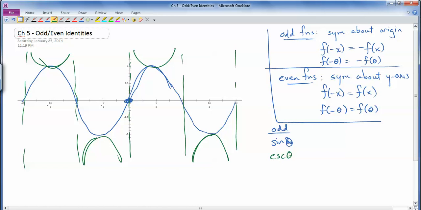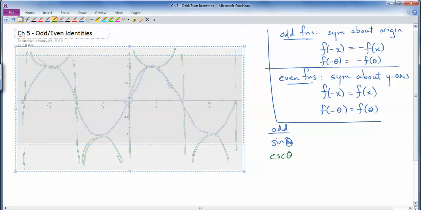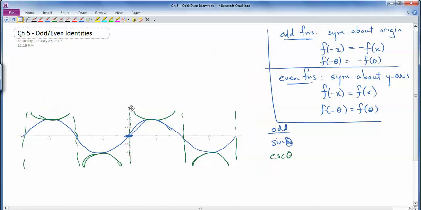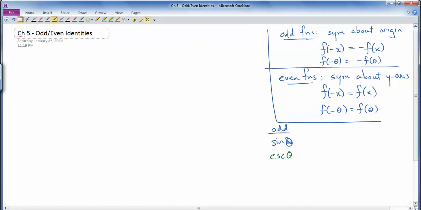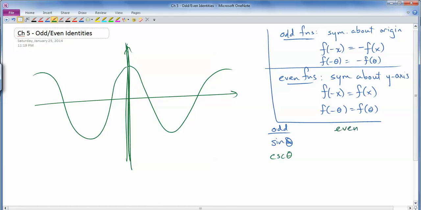Okay, let's look at cosine then. So let me clear out all this stuff. I'm going to lose my graph, aren't I? Yep. Oh well, I'll just do this from scratch anyway. Okay, so if we look at cosine, cosine does this, right? Well, you can tell that that's symmetric right across the y-axis. So in the even category, I'm going to put cosine theta.